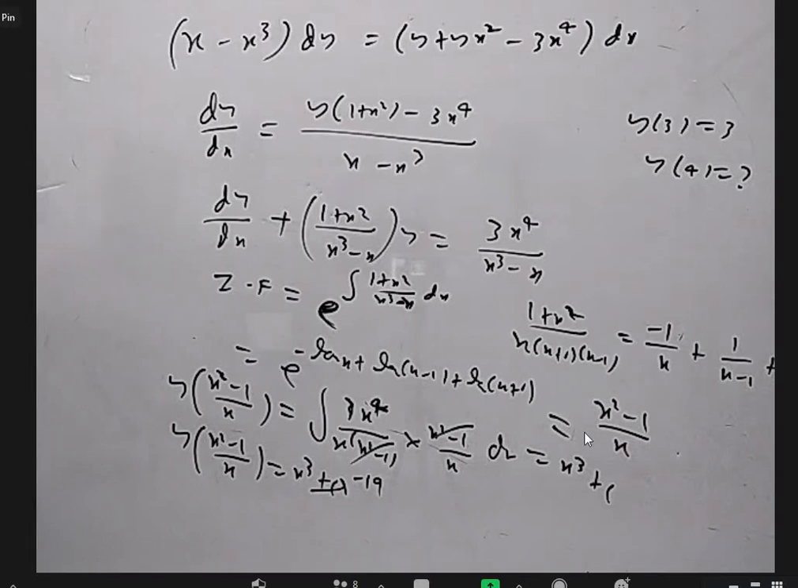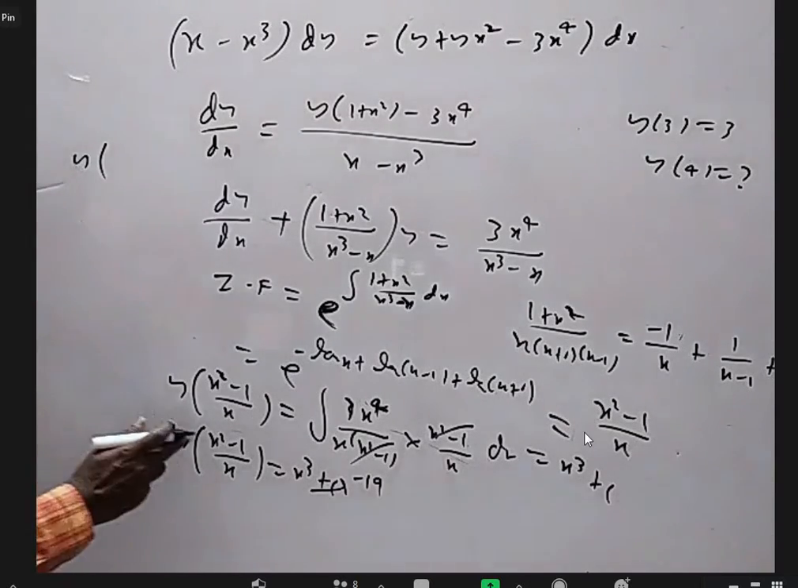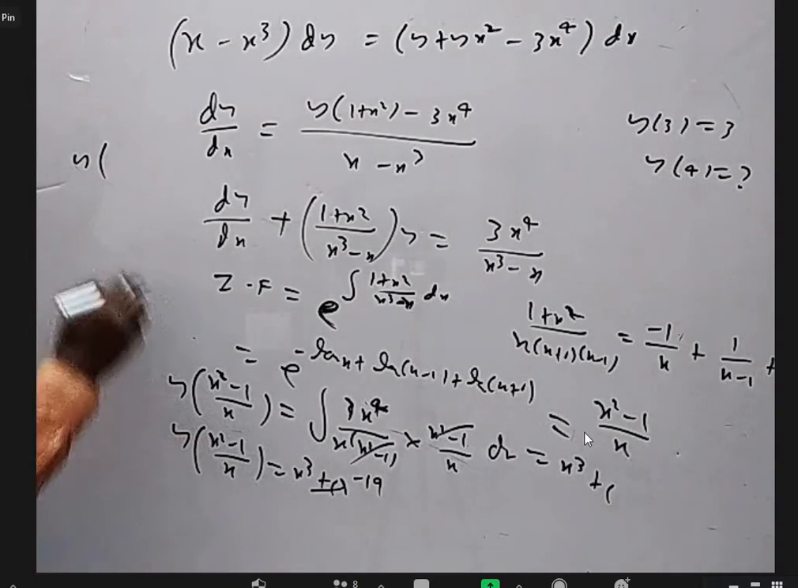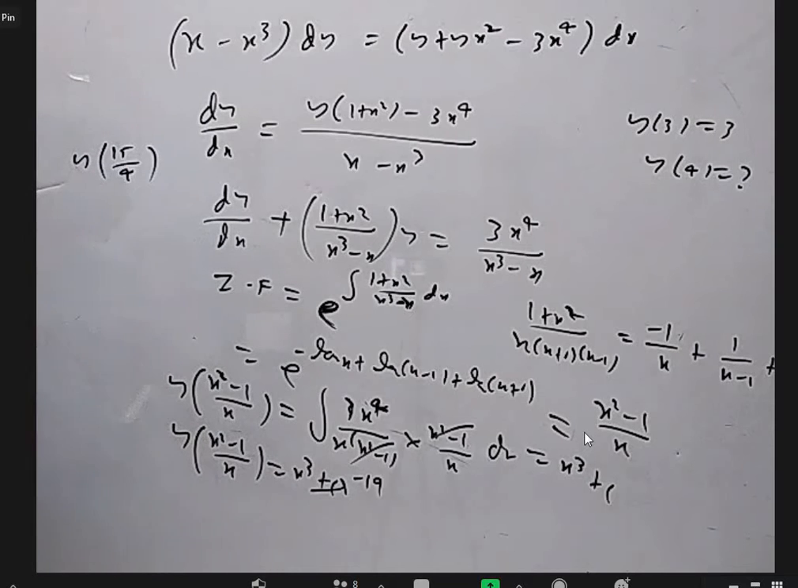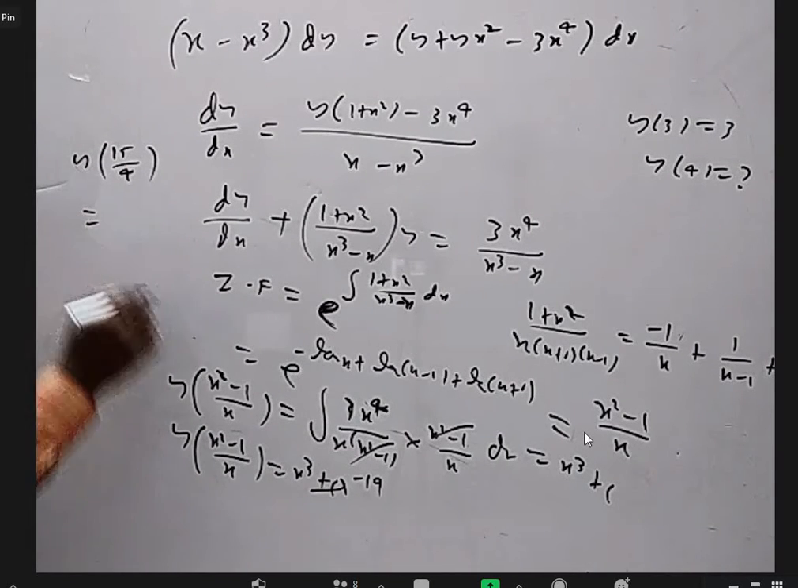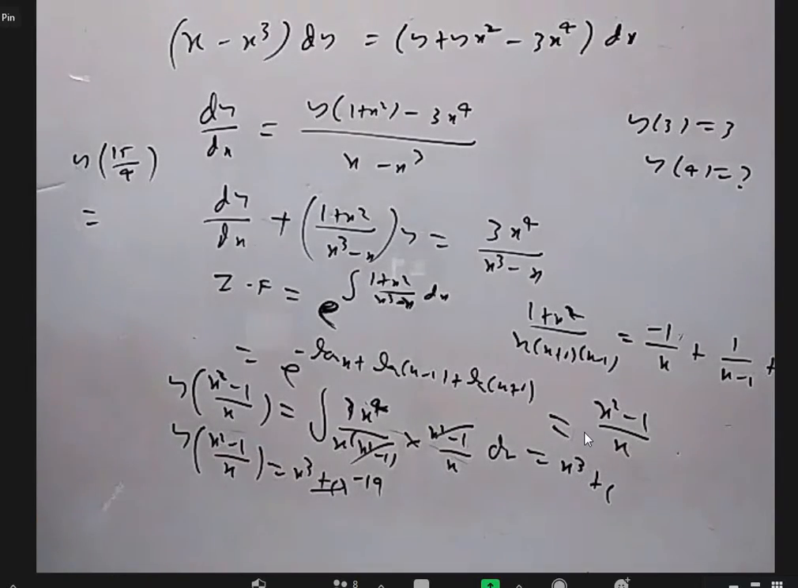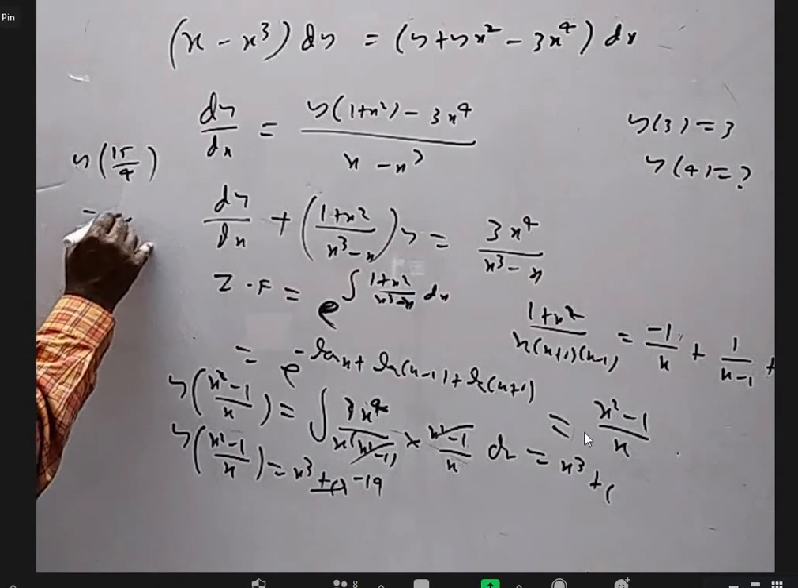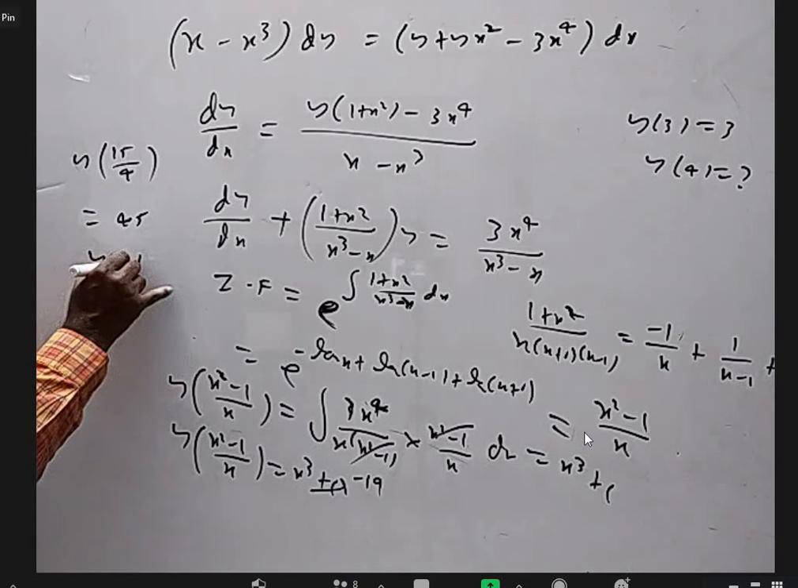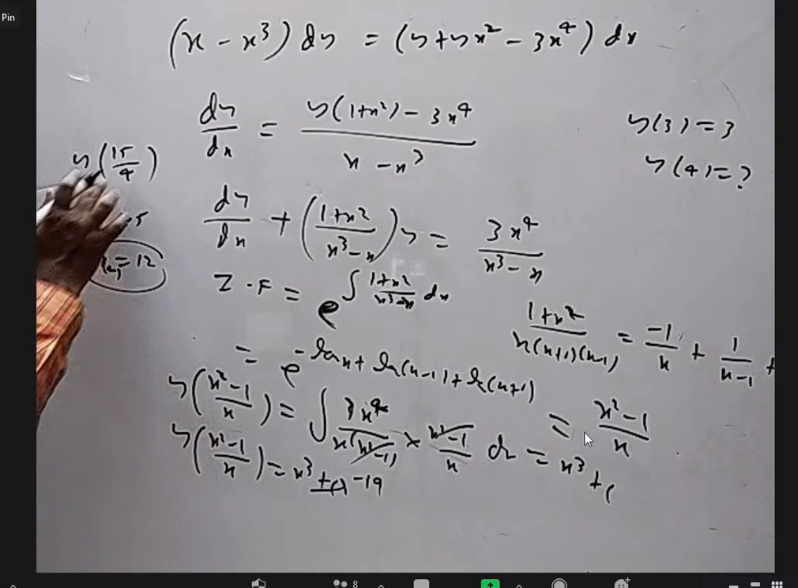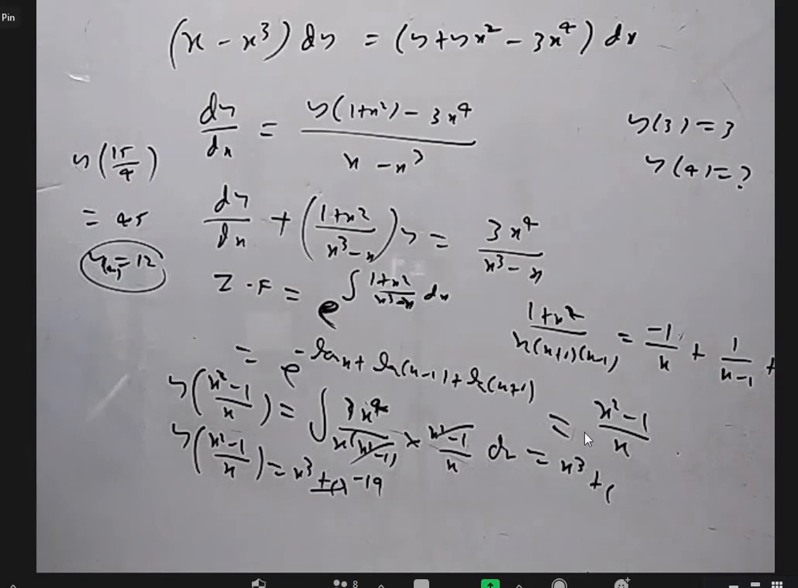Okay, now if I put 4, 16 minus 1, 15 by 4 is equal to, if I put 4, 64 minus 19. 64 minus 19 means 45. That means y of 4 is 12, because 4 will go, 3 will cancel, 12.